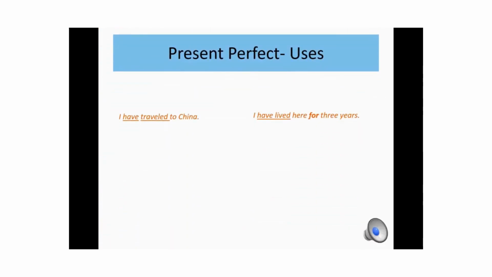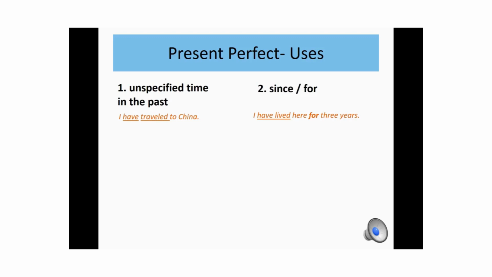Okay, let's talk about why we use the present perfect. Look at these two sentences. The first sentence, I have traveled to China, is an example of one use of the present perfect: unspecified time in the past. The other sentence, I have lived here for 3 years, is an example of how we can use the present perfect with since or for.